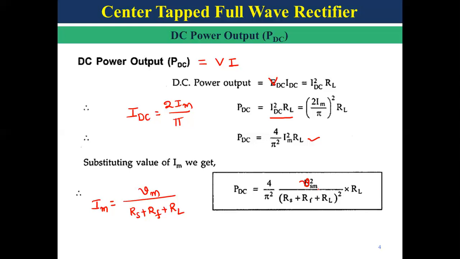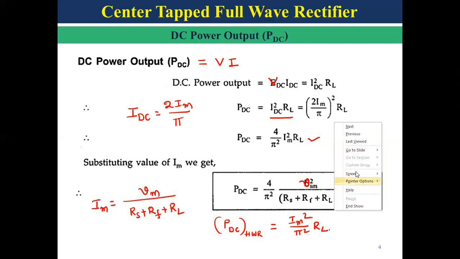So if you compare this PDC with the half-wave rectifier, then PDC of half-wave rectifier is equal to Im square by pi square into RL. So we can say by using this center tapped full wave rectifier, the DC output power delivered to the load is increased by 4 times.